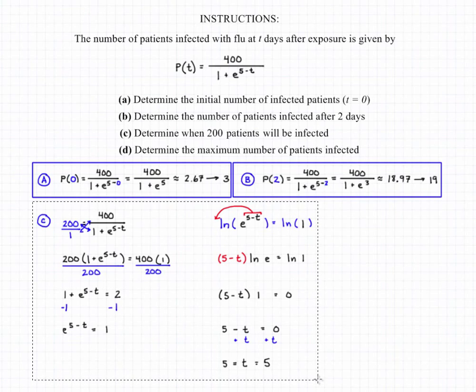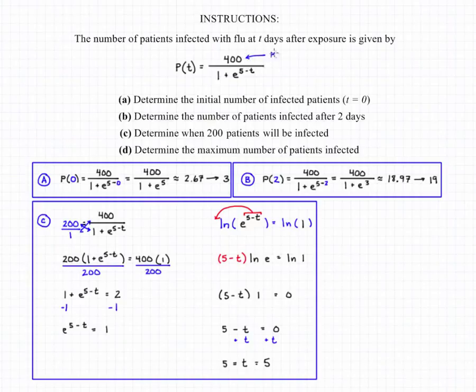Now for part D, this is just a matter of knowing your logistic equations. The carrying capacity, or the maximum number in a logistic equation, is always the numerator. So that maximum capacity, in our case, is 400. So the maximum number of patients that could be infected, according to this model, is 400. And that will be the answer to part D. And all of that together is our final set of answers.